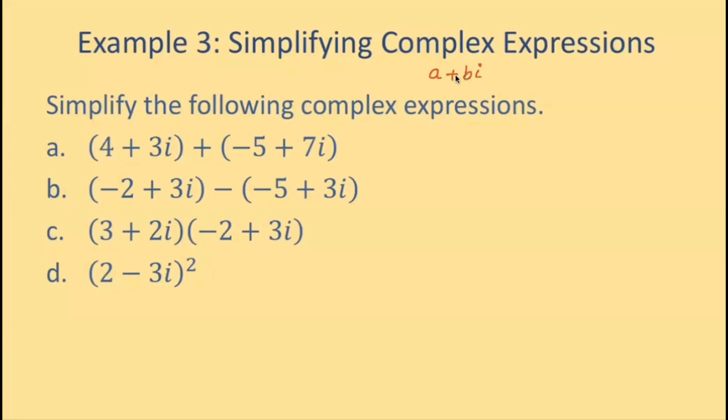It can be plus or minus. So the first number is without i, the second number has an i. Look here, the first number is without i, the second number has an i. The first number in the second parenthesis is without i, the second number is with i. If you see that combination, then these types of numbers are called complex numbers.